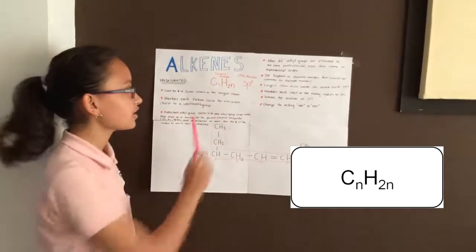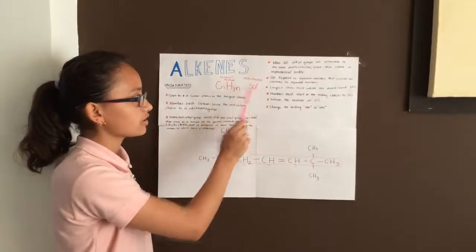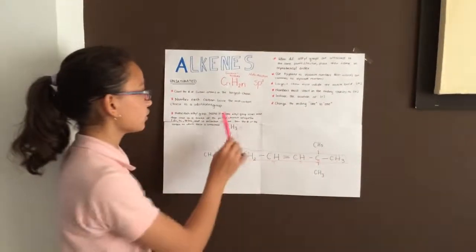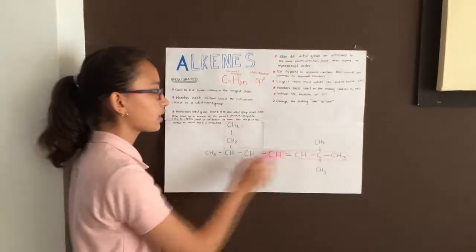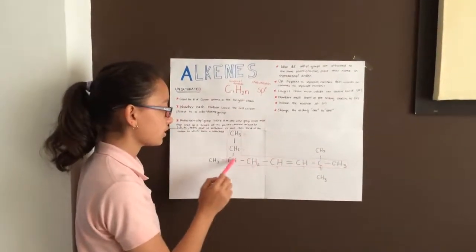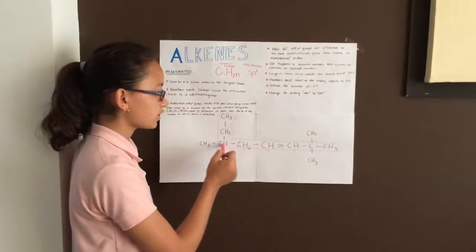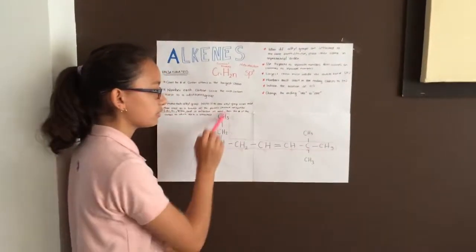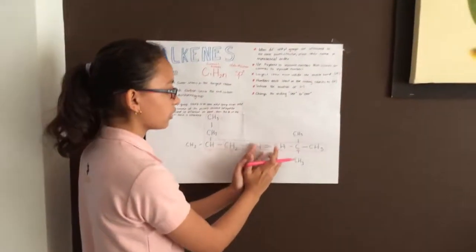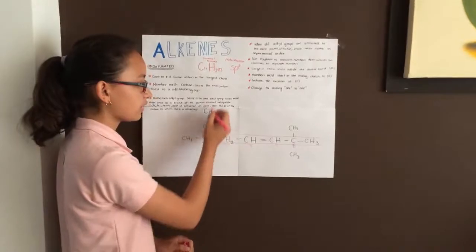The general formula is CnH2n. Their hybridization is sp2. And for naming an alkene, we have to count the number of carbon atoms in the longest chain. For example, we have 1, 2, 3, 4, 5, 6, 7, but we have another chain: 1, 2, 3, 4, 5, 6, 7, 8. This is the longest chain. And then we have to count from the nearest carbon to the double bond.